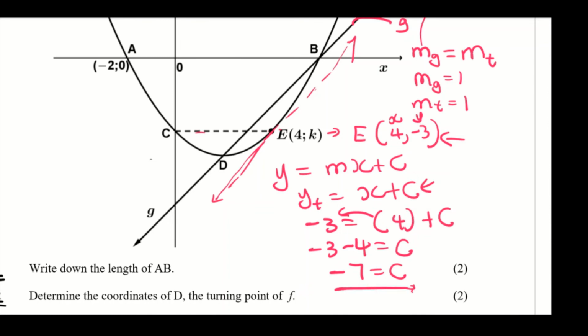So this would be the C value. And the equation of the tangent would be y equals x minus 7. So this is the equation of the tangent.